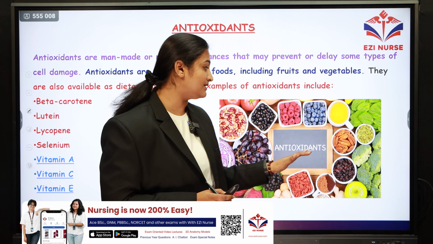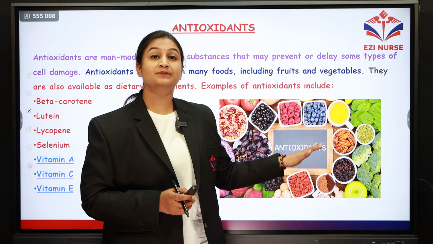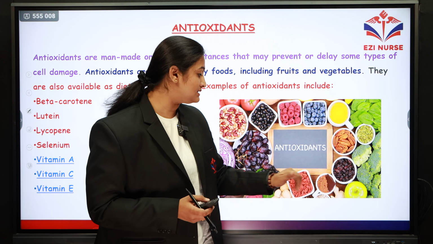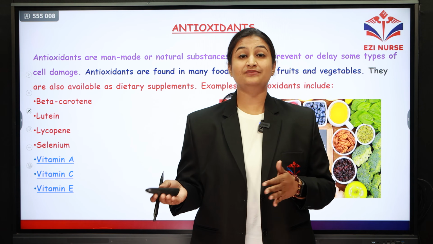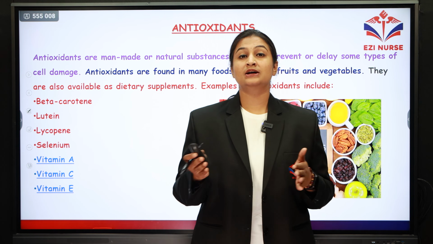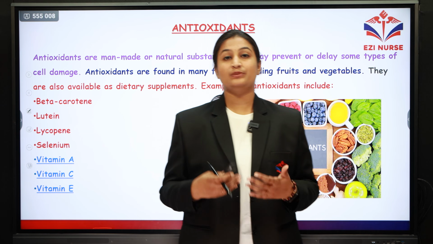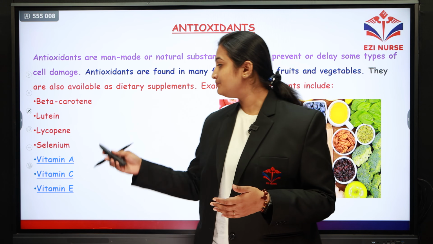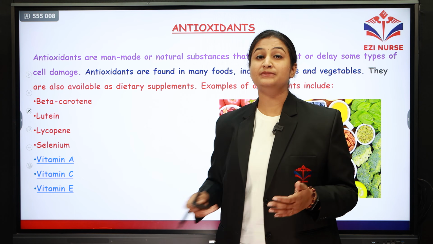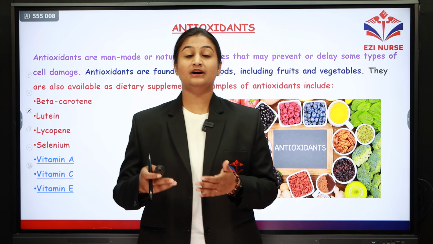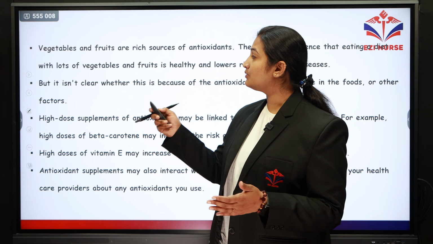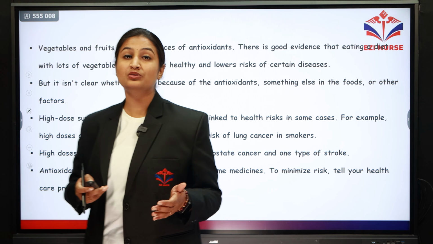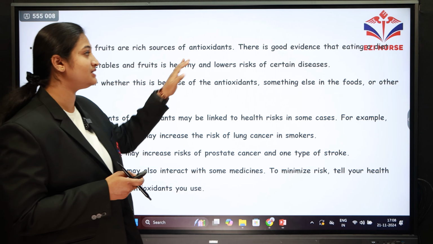Here you can see a diagrammatic picture showing the berries, the leafy vegetables, all kinds of grapes, fruits, and vegetables. These are kinds of supplements that add to the human body, and they are very helpful to human beings. So vitamin A, vitamin C, vitamin E, all these kinds of vitamins enrich the body. Vegetables and fruits are the richest sources of antioxidants.